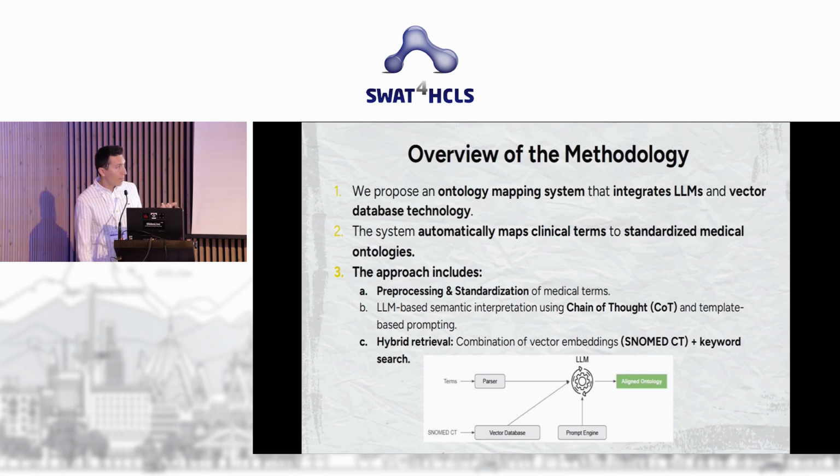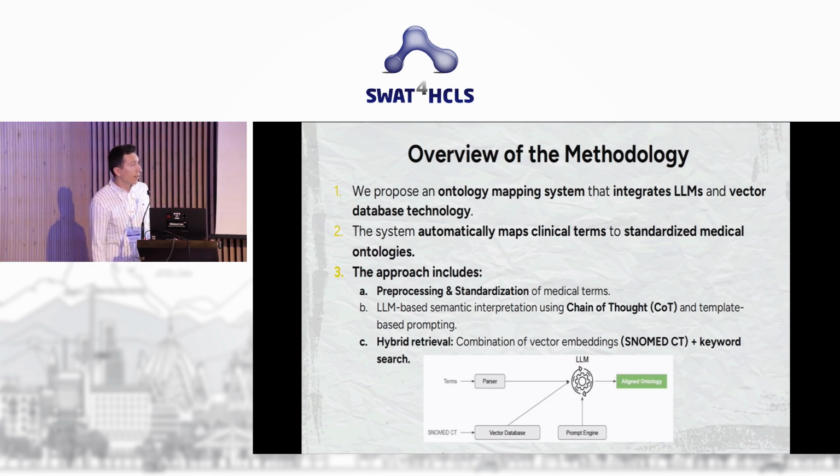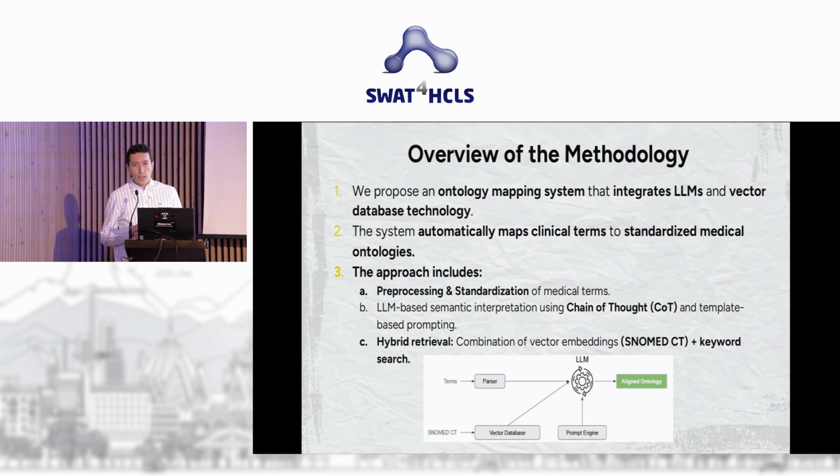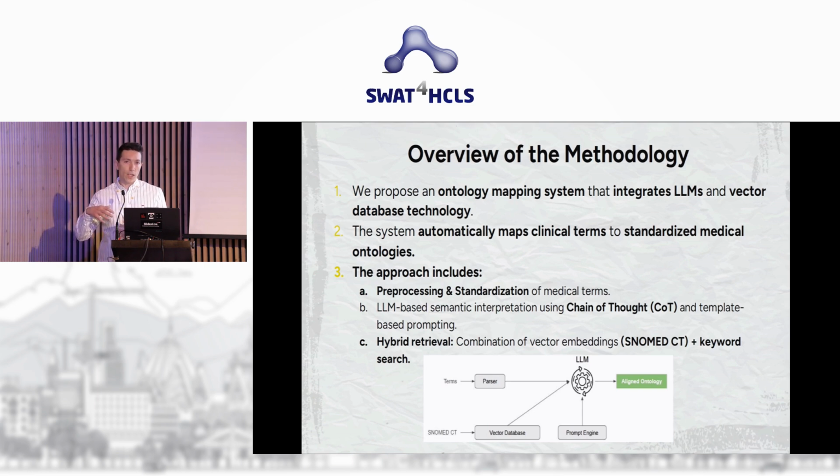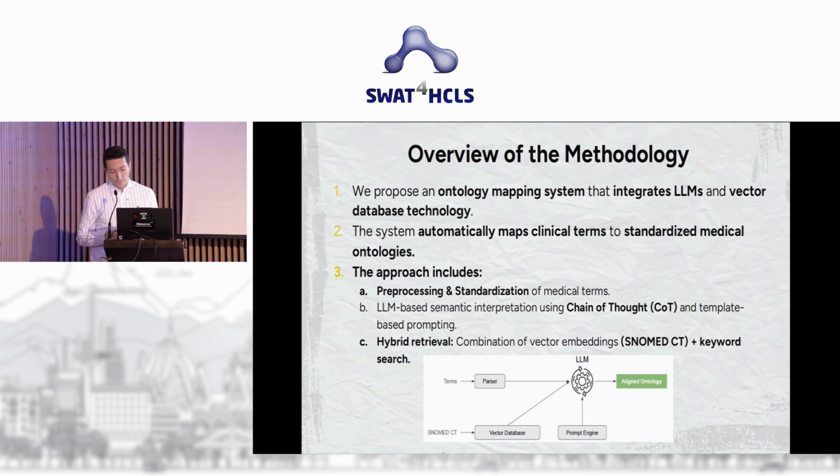Here in the image, you can see an overview of the system that we created. The system takes some terms and does pre-processing, and then combines a context from a vector database in order to send these two elements to the LLM. And with the right prompts, the output is a knowledge graph. So the LLM handles the semantic interpretation using chain of thought and template-based prompting.